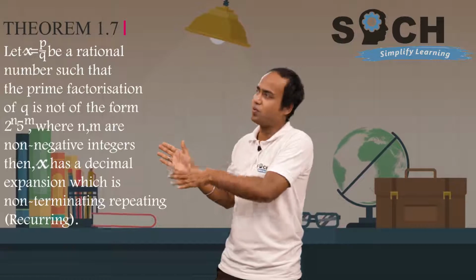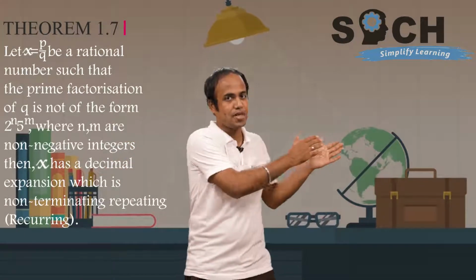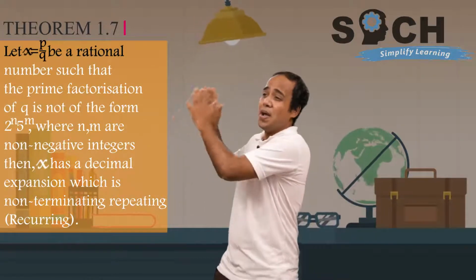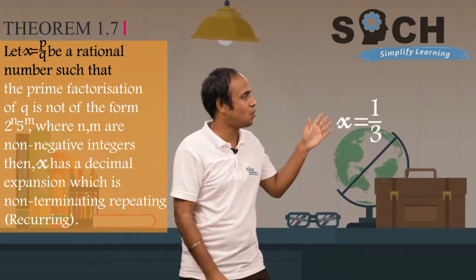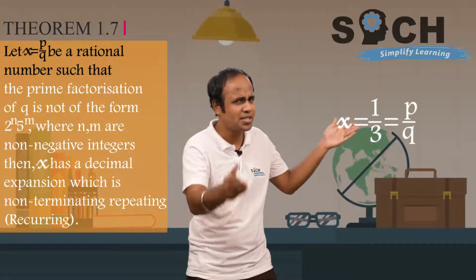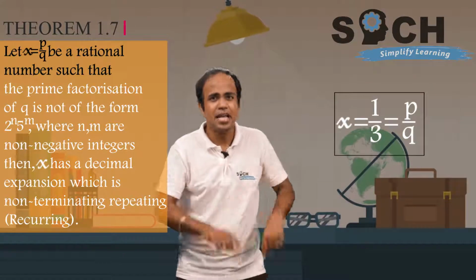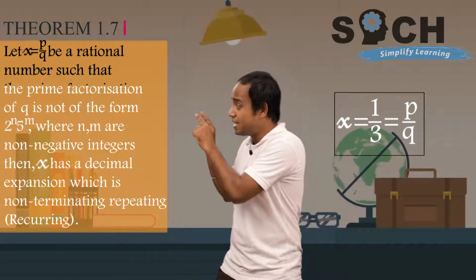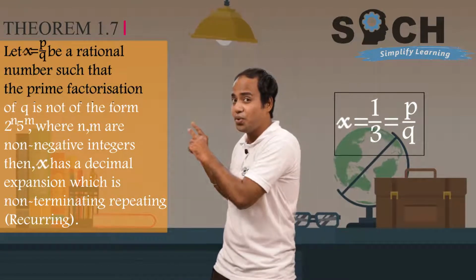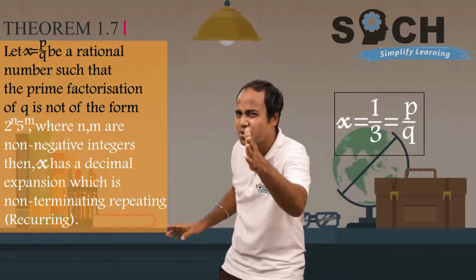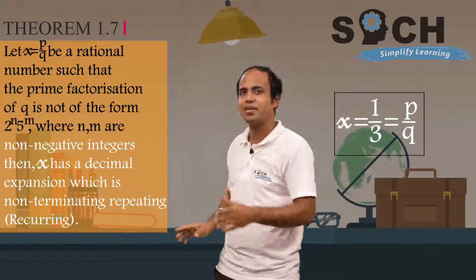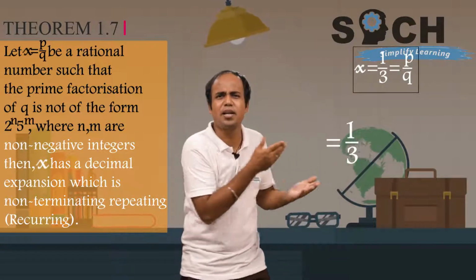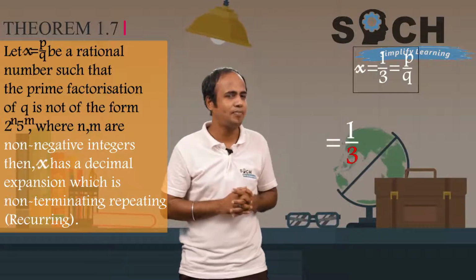It reads as follows. While reading, we will interpret over here. So theorem 1.7 goes here. Let x equal to p by q be a rational number. So x equal to 1 by 3 is equal to p by q, which is a rational number. Right? Now here what we understand is that there is a condition: the prime factorization of q is not of the form 2 raised to n 5 raised to m. What is prime factorization of q? Denominator. Here what is the denominator? 1 by 3 में denominator क्या है? 3 is the denominator, right?